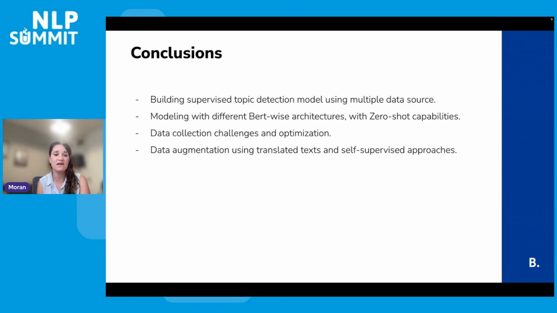And we can add data augmentation: if we have only annotations in English, we can translate this kind of text and have more text in other languages. And we can do a self-supervised approach, as I showed you in the paper, using dropout or this kind of approaches to do self-supervised training and not collect a lot of data.